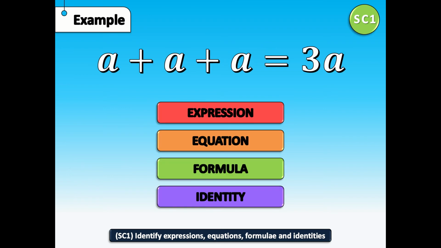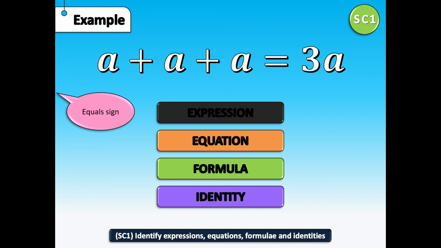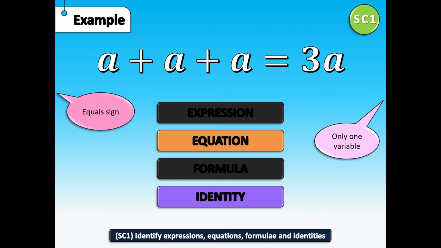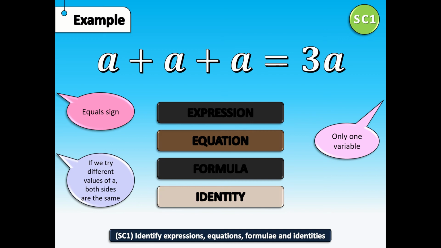A plus A plus A plus A is 3a. That has an equal sign, so it's not an expression. There's only one variable, so it's not a formula. If we try different values of A, are both sides the same? Yes, both sides would be the same, no matter what the value of A is. So it must be an identity. So it should have an identity symbol, like this.